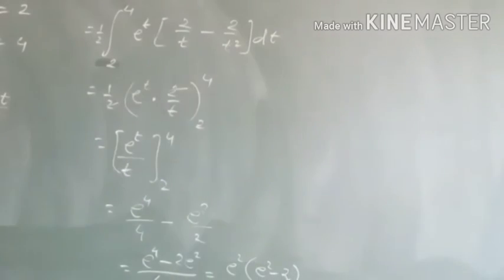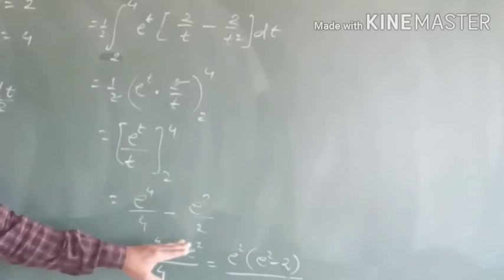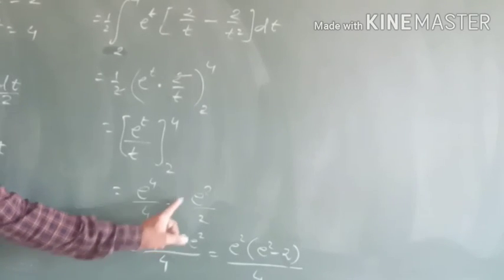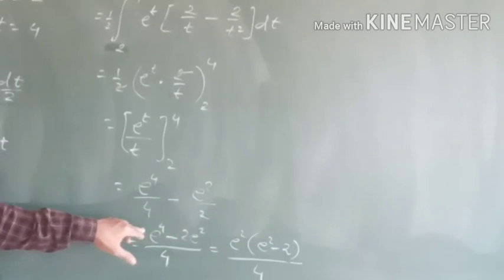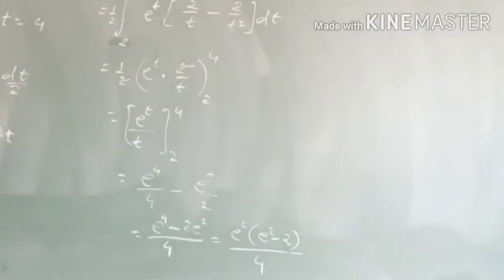So raise the limit. So e to the power 4 upon 4 and here e to the power 2 upon 2. When we take LCM, 4 is LCM. So e to the power 4 minus 2 times e square, and e square is common. Then you will get e square in the bracket, (e square minus 2) by 4. This is your answer.